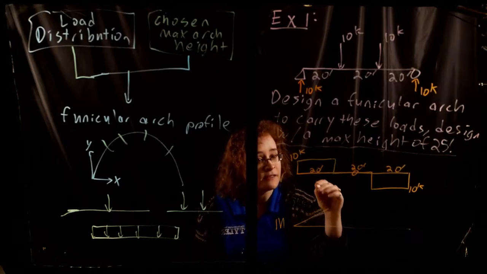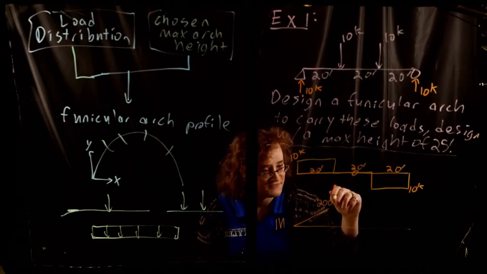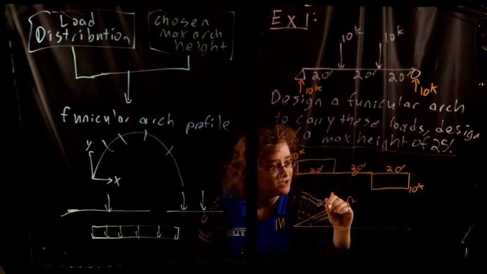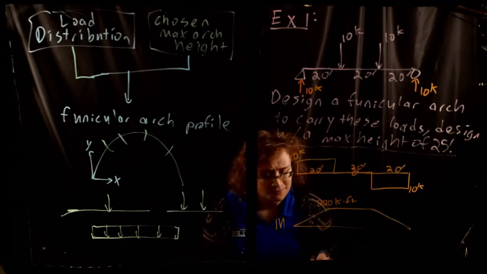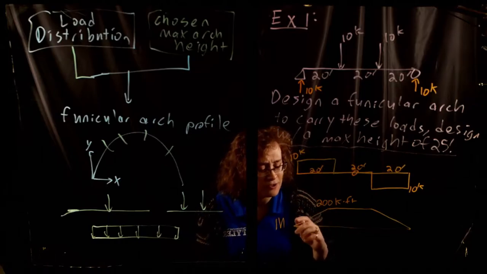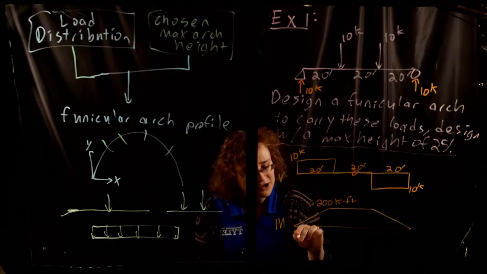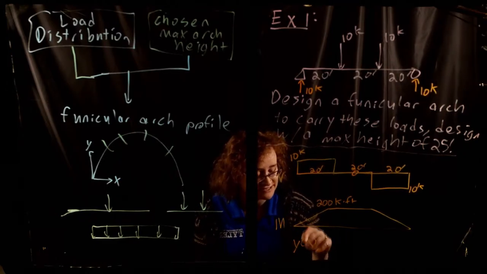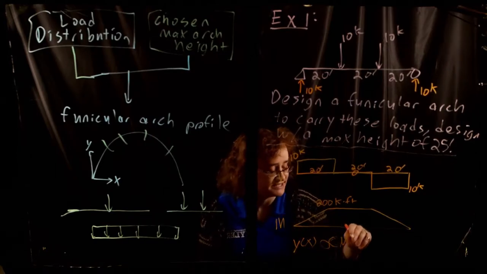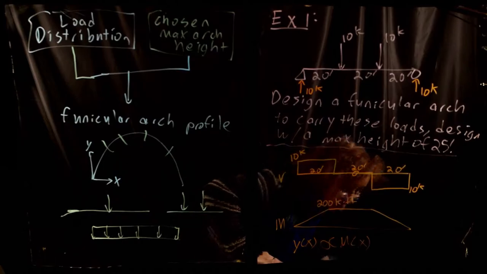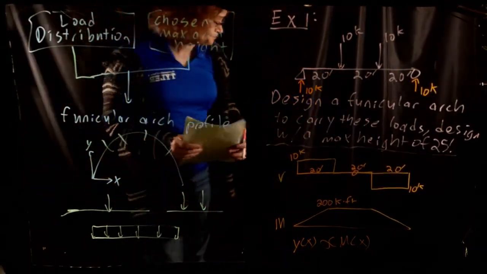The moment diagram would be fairly straightforward. It would just be the area of this, which is 200, so it would be up here at 200 kip feet. It would be constant for a while, and then drop down again to zero. So we know, just like in the case of cables, that my y as a function of x, my actual arch profile, should be proportional to my moment as a function of x. So I can use this as a guide to actually laying out my funicular arch.